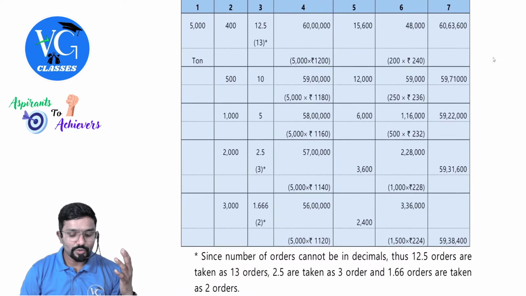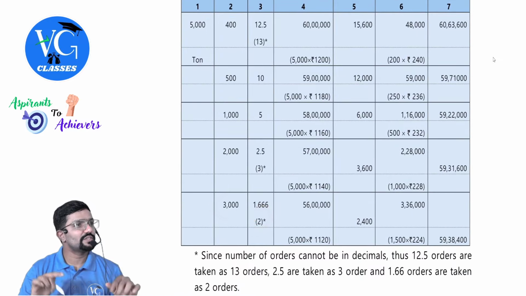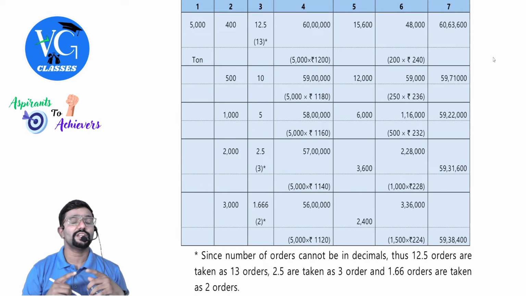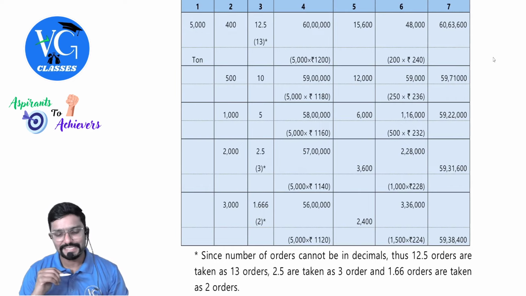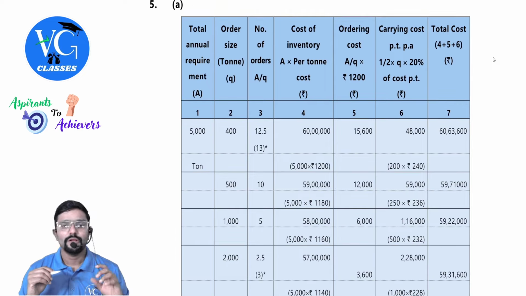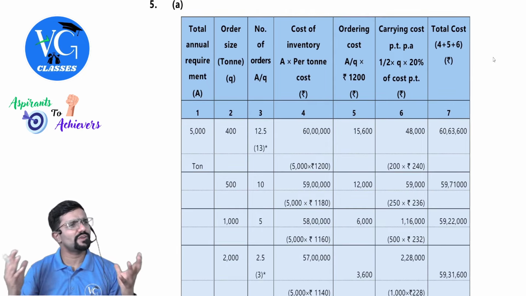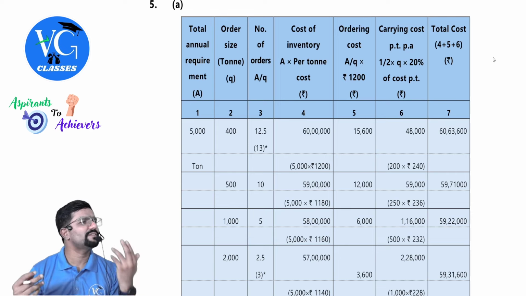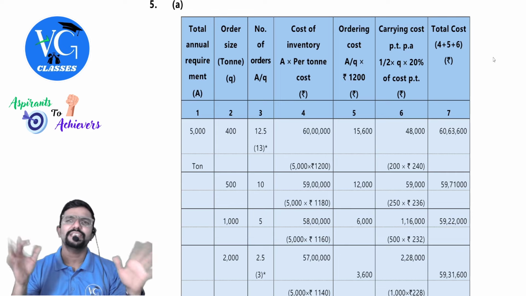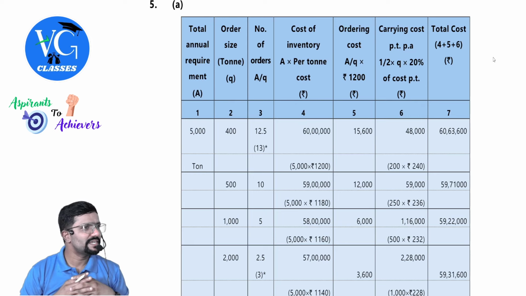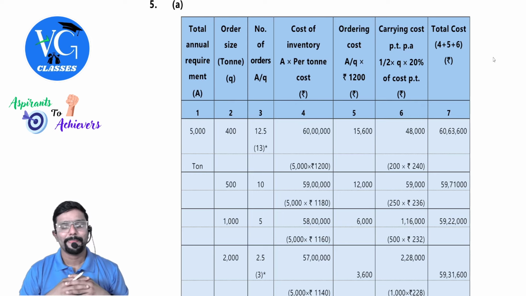Because if you consider, sir, here two orders, 3,000 each, so 3,000 plus 3,000 would be 6,000. No, don't consider like that, guys. For ordering cost, see, if the last order is not full also, I have to place it. Even if it is like 10 units, 20 units, consider it as one order.